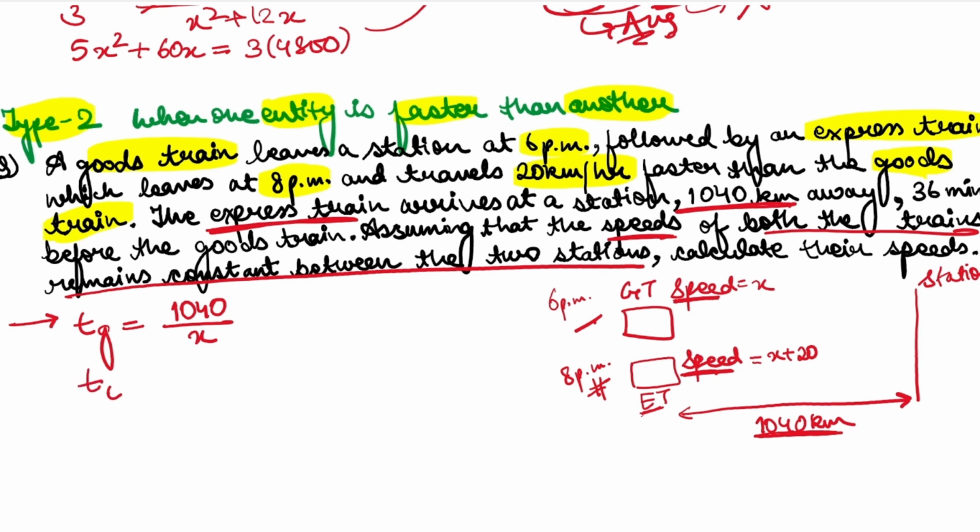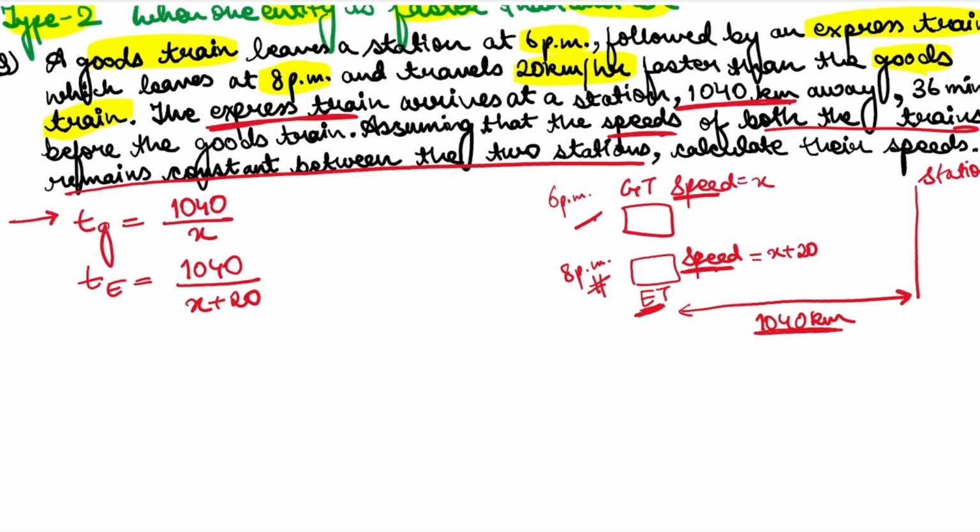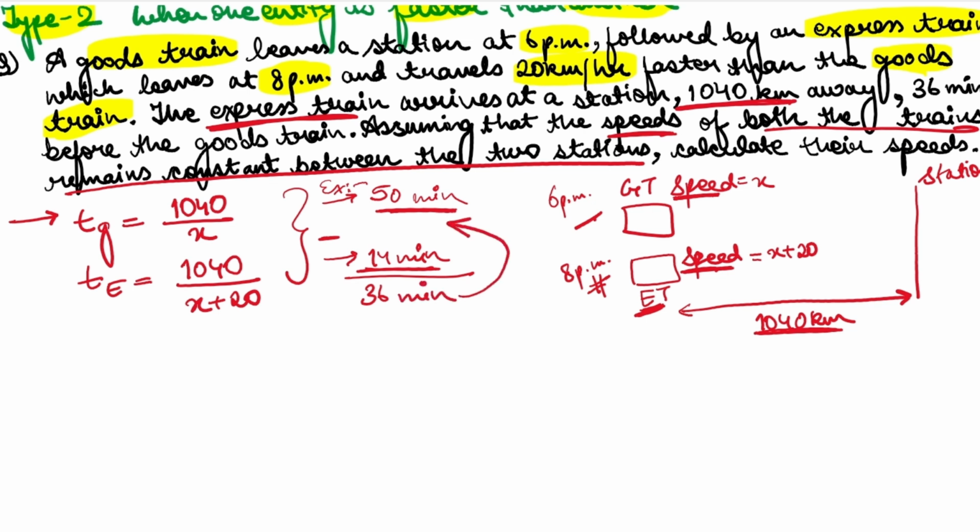Now the time taken by the express train becomes equal to, again you have the same distance, but now the question says that its speed is 20 more than your goods train, that is x plus 20. Now it says that my express train reached the station 36 minutes before the goods train. So if we subtract the times of both, for example, if this one reaches in 50 minutes and the same thing reaches in 14 minutes, let's take this as an example, then this one is 36 minutes faster with respect to the other, correct?